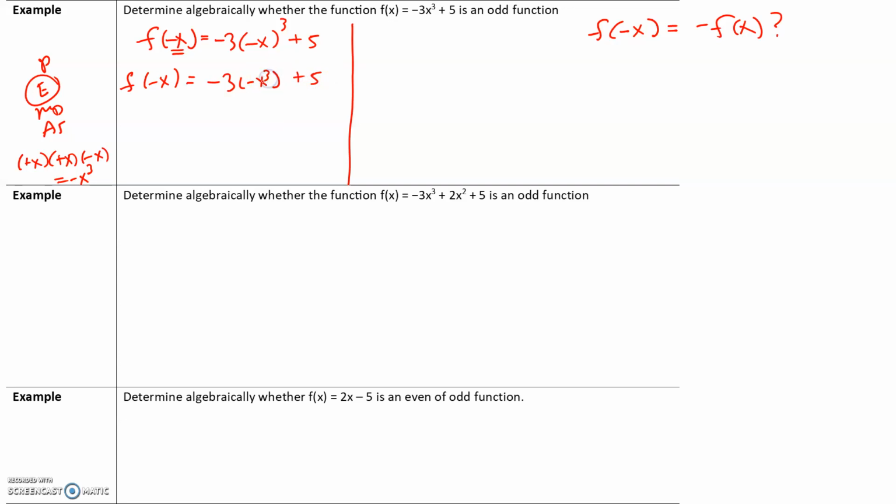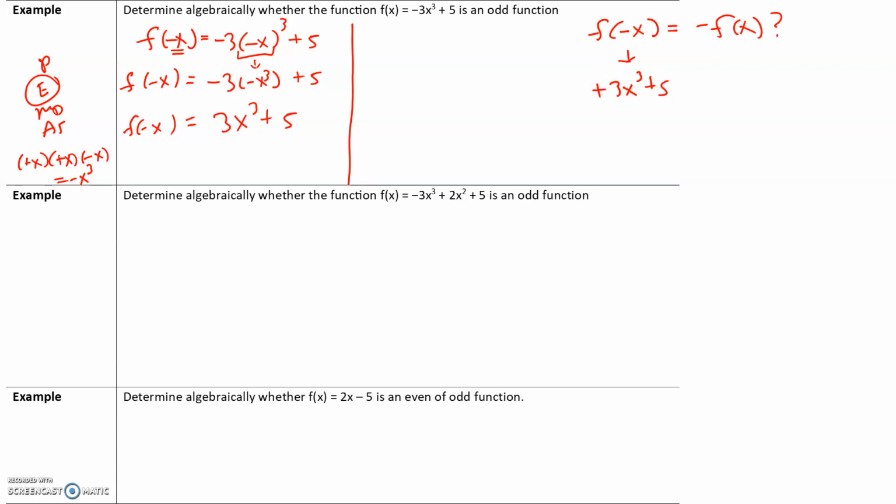I should put this in here. Now, once I do the exponent, I have a negative times a negative, so now I can multiply this. This gives me a positive 3x cubed plus 5. Negative x to the third power is negative x cubed. Then we have a negative times a negative, which is a positive 3. So we got 3x cubed plus 5 as f of negative x.